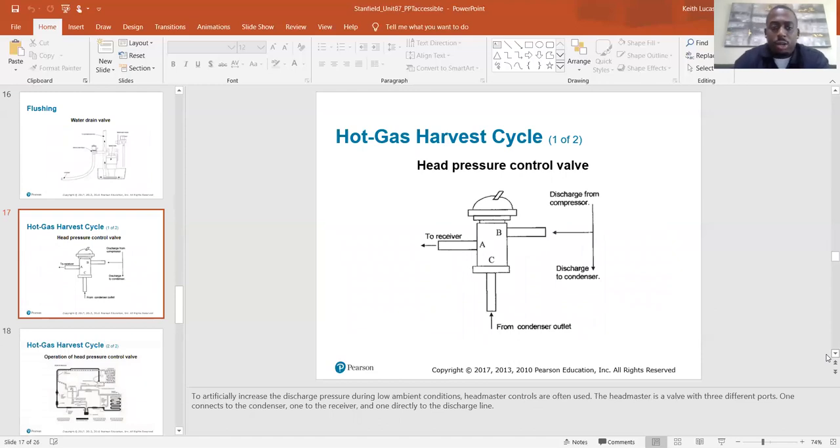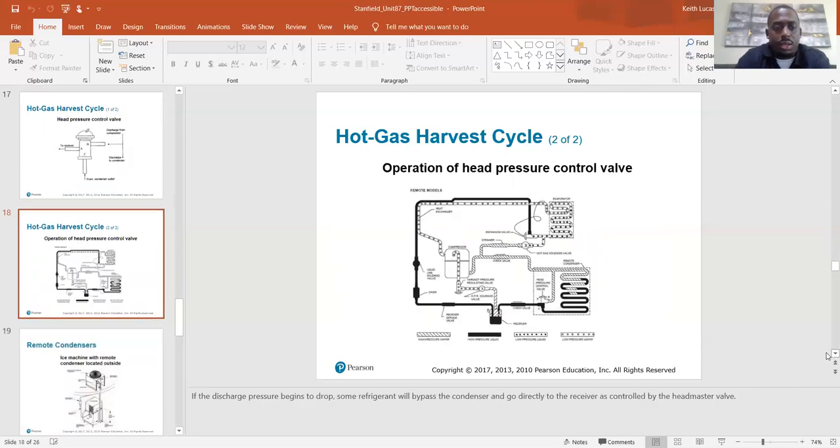To artificially increase the discharge pressure during low ambient conditions, headmaster controls are often used. The headmaster is a valve with three different ports. One connects to the condenser, one to the receiver, and one directly to the discharge line. If the discharge pressure begins to drop, some refrigerant will bypass the condenser and go directly to the receiver as controlled by the headmaster valve.